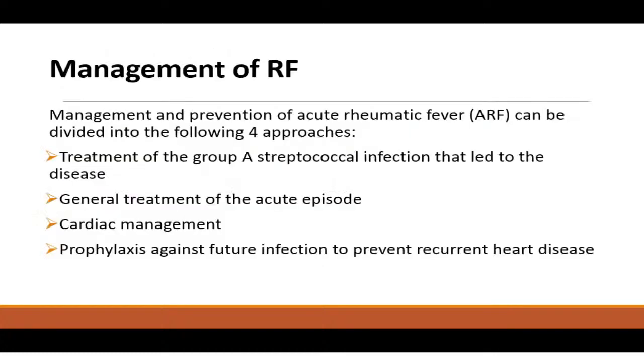So what about management of rheumatic fever? We have four main ways or directions in which we may help the patient with acute rheumatic fever. First, we need to treat the infection which provoked this disease. We need to treat acute inflammation. We need to treat heart failure if it's present. And we need to provide prophylaxis against further infection and further recurrent heart disease.